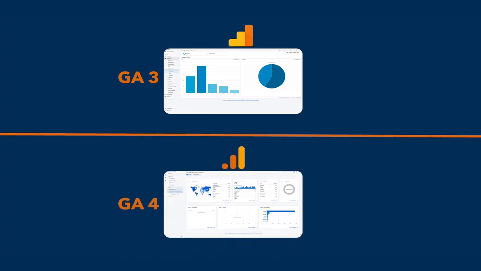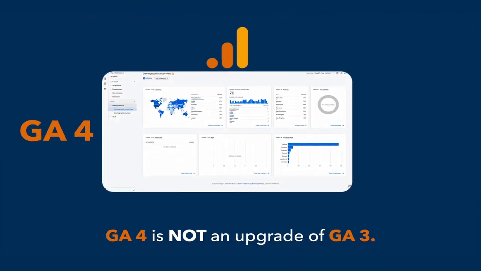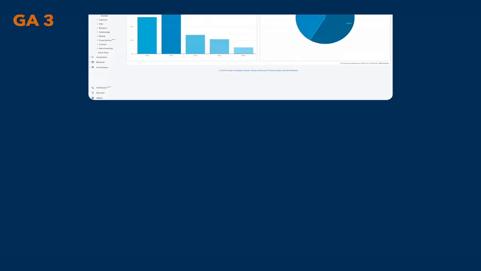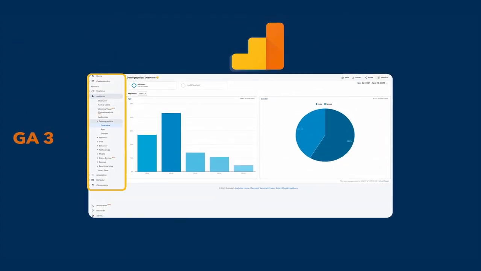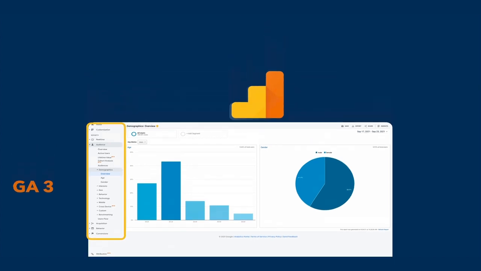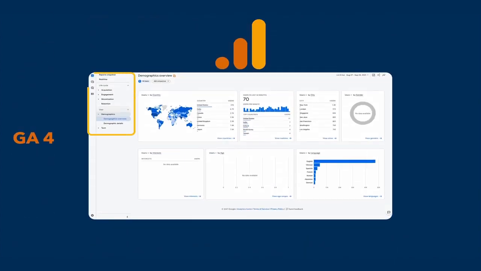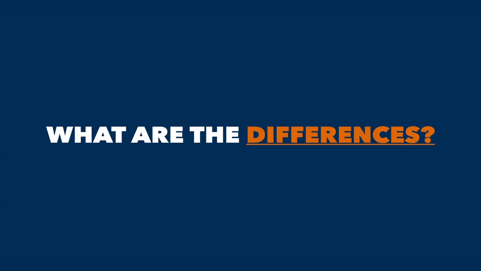Now the easiest and most common mistake that newcomers make with Google Analytics is to head straight for the latest version. But Google Analytics 4 is not an upgrade of Google Analytics 3. It's just a different model that collects data differently than Google Analytics 3 does, and therefore gives you different reports. So you're probably wondering, what are the differences and how do they work?